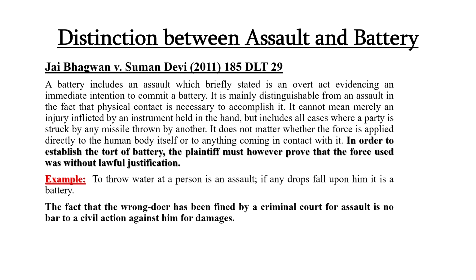So, in Jai Bhagavan vs Suman Devi case, this distinction was asked: when and how assault and battery are different. The court said that battery includes an assault which briefly started in an overt act evidencing an immediate intention to commit a battery. It is mainly distinguishable from an assault in the fact that physical contact is necessary to accomplish it. It cannot mean merely an injury inflicted by an instrument held in hand, but includes all cases where a party is struck by a missile thrown by another. It does not matter whether the force is applied directly to the human body itself or to anything coming in contact with it. In order to establish the tort of battery, the plaintiff must however prove that the force used was without lawful justification.